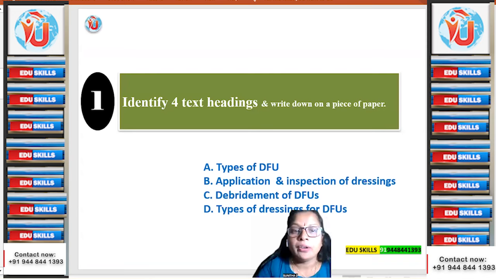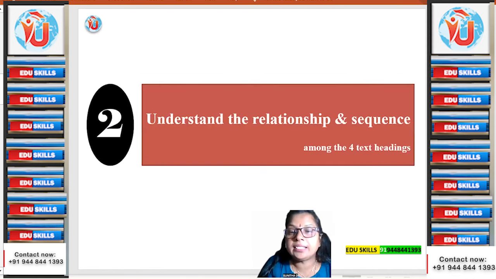For these four texts, the first step is to identify four text headings and write them down on a piece of paper. So here are the four headings I have given: Text A is types of DFUs, but in the material they have given assessing of DFUs. As I told you in the beginning, according to your understanding, you can change the headings. Then second one, application as well as inspection of dressing. C is debridement of DFUs and D is types of dressings for DFUs.